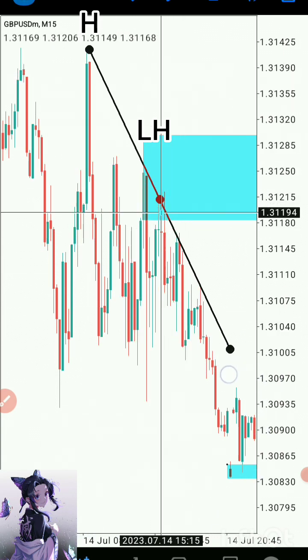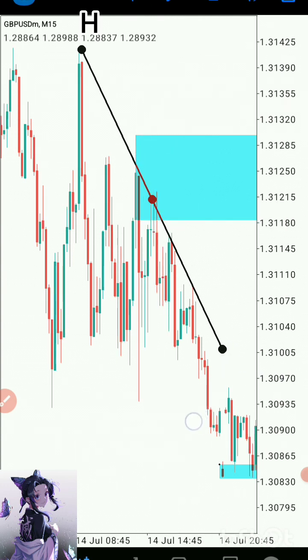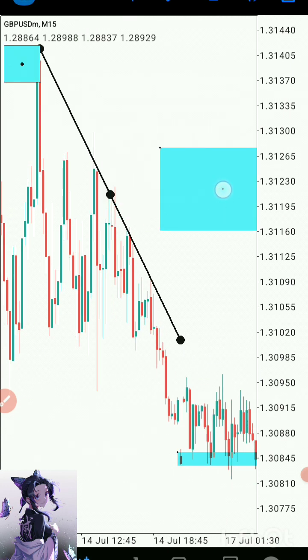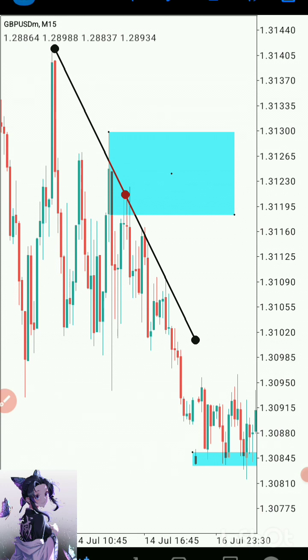Then when price came for the third time here, what do? Price established a supply zone, which is this candle. You mark it from the highest wick to the lowest wick.